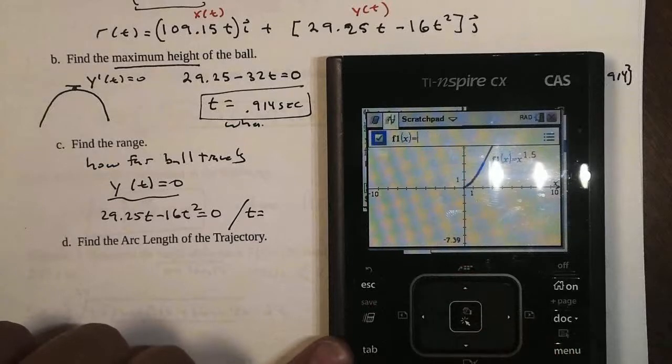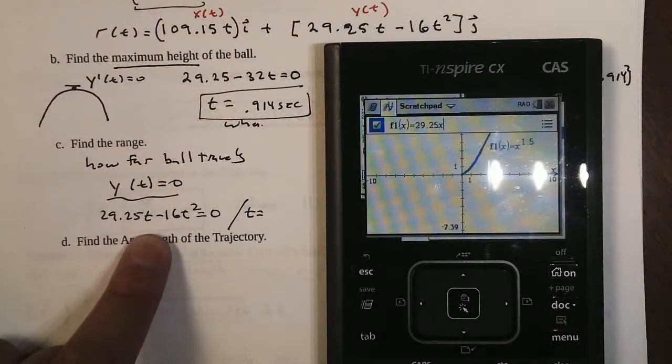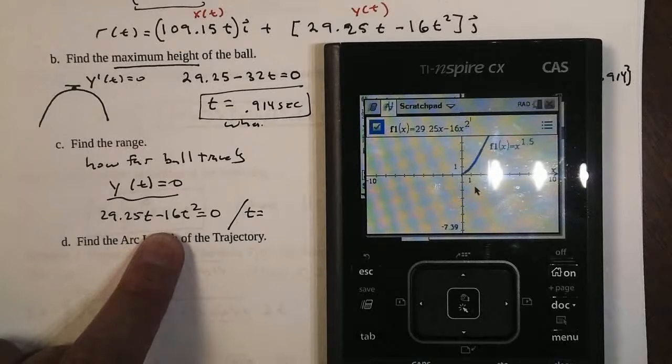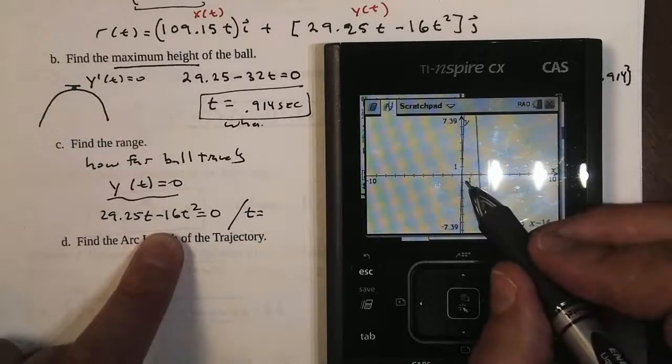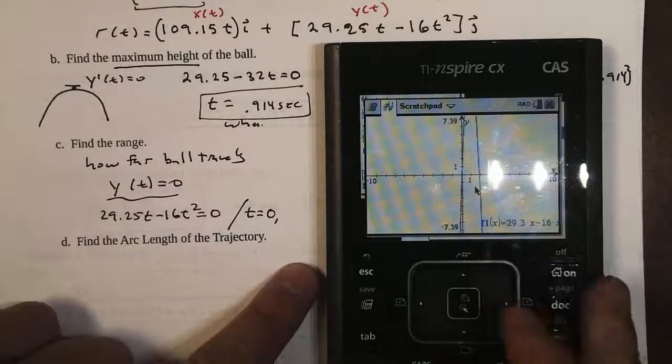I'm going to delete this function from earlier, and that's going to be 29.25. Now this time I have to use x minus 16x squared. We get our function. Notice we do get 0, so 0 will be one of them, and I've got to find this other one right there too.